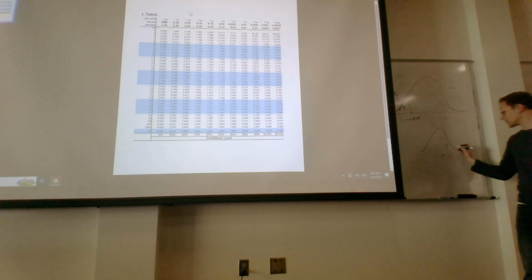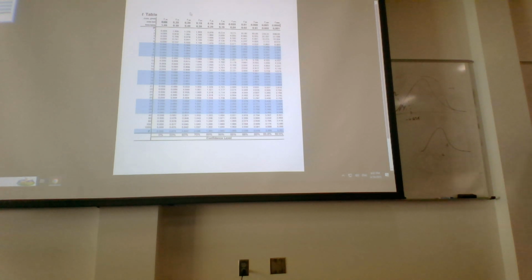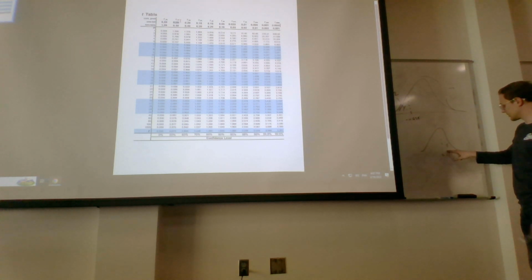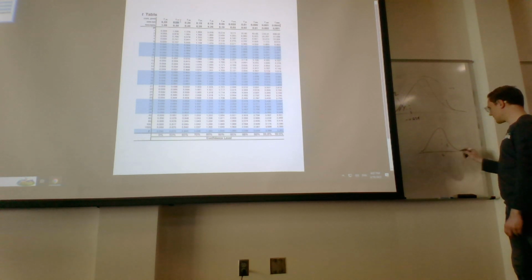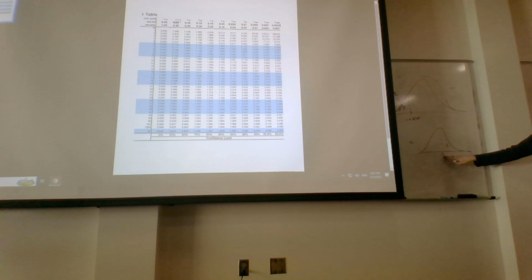Okay, we're talking about reading your t table. If that's 50%, then your t would be 0. If your one-tail probability was 25%... What do you mean t will be 0? Like the actual number right there? Yeah, this is your t value. Oh, I see. Kind of like a standard normal. Yeah.